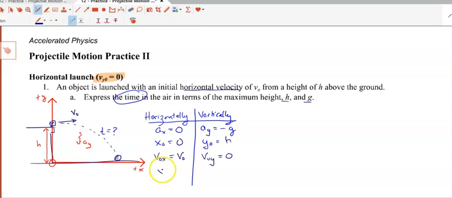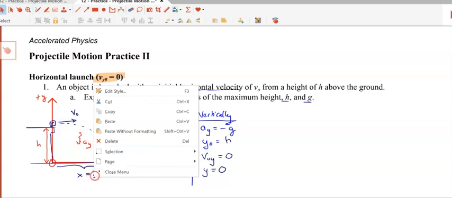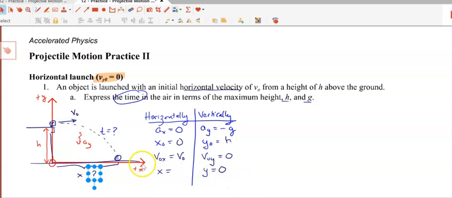We want to know what its x position is and what its y position is. It's just about to hit the ground, so we can assume that its y position is approximately 0. But its horizontal position, this distance here, we don't know what that is. So I'm just going to put x equals question mark, right? We'll put a question mark here.